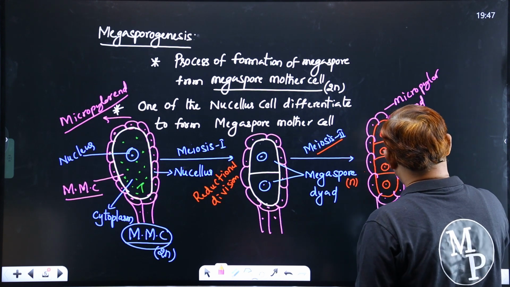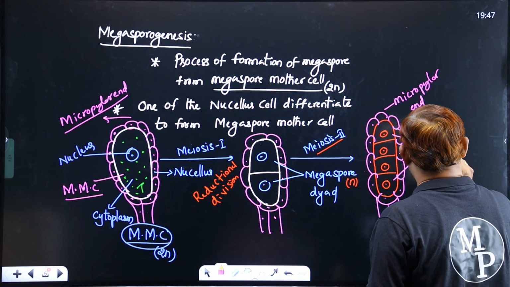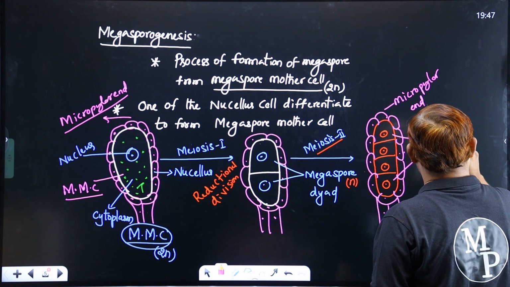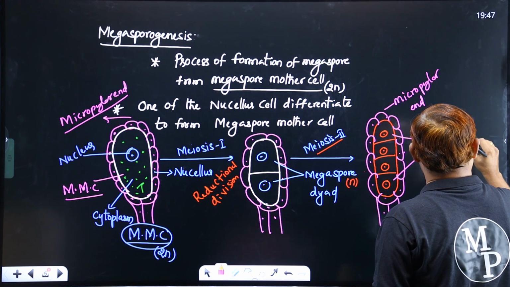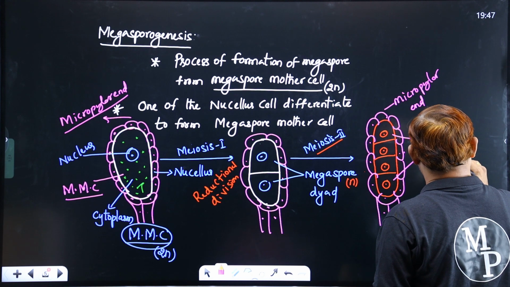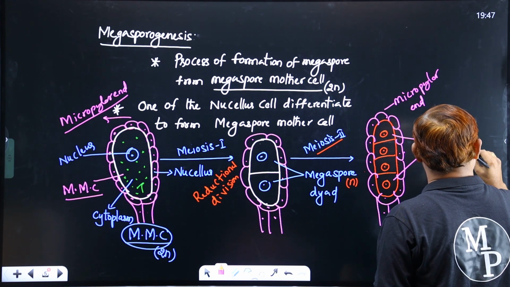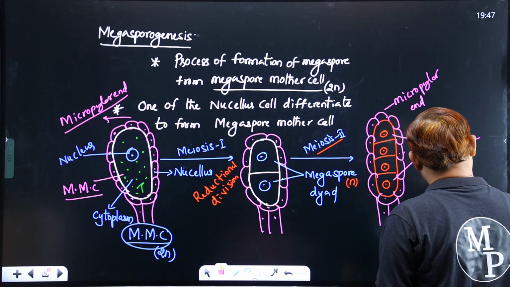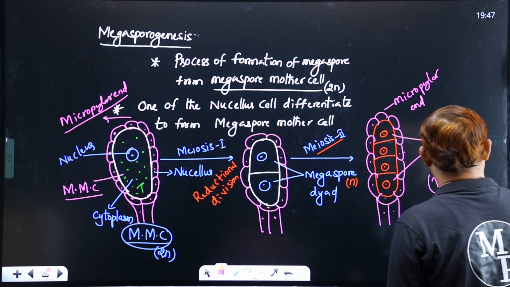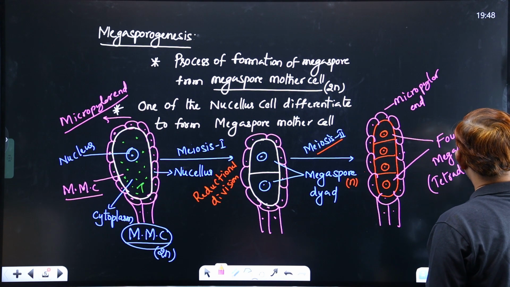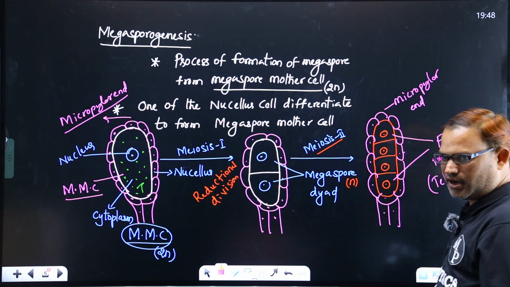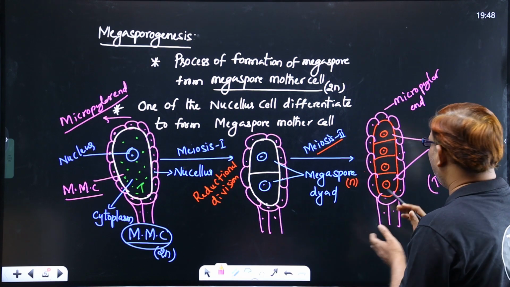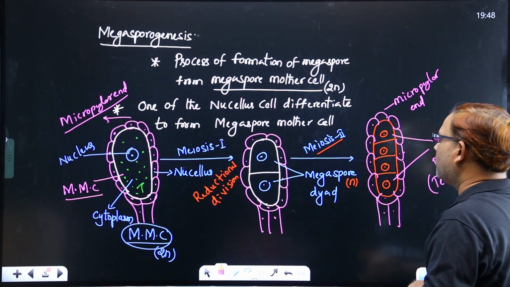Now how many megaspores are formed? 4 megaspores in total. That is why it is called a tetrad. Megaspore tetrad. What is the ploidy level of all of them? Haploid in condition. Careful.